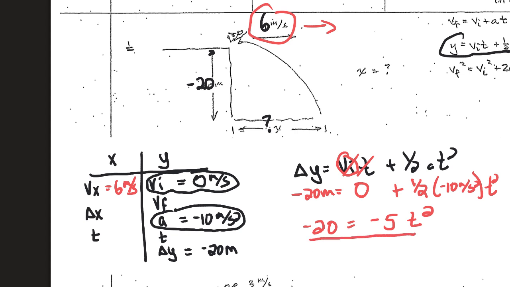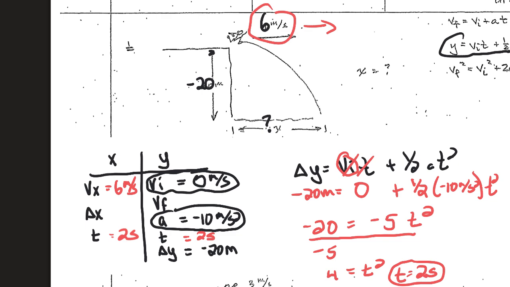And now let's divide by negative 5. This one's actually even easier. 4 equals t squared. And so what I mean by that is, I bet a lot of you can do that in your head. The time is 2 seconds. So where do we put it? You can put it in both sides of the table.